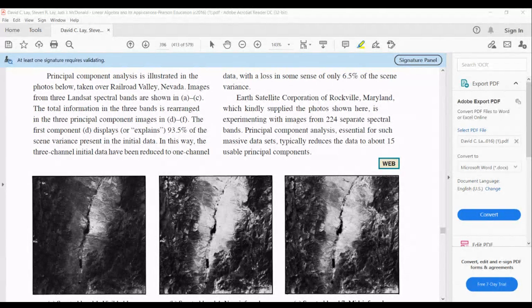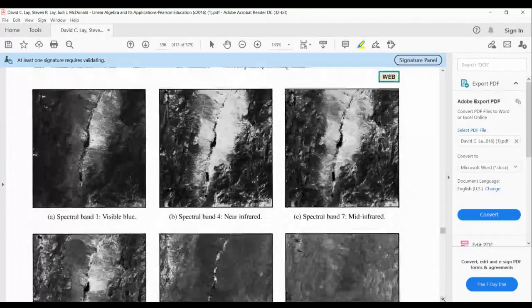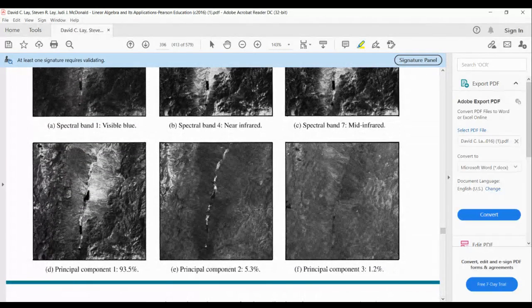So why are things like singular value decomposition useful? Why are the concepts in chapter 7 useful? It has one key application called principal component analysis. I want to keep it very simple here. They have an image, and you can look at different bands of an image. In this image, I'm focused on D through F here. This is in your book.